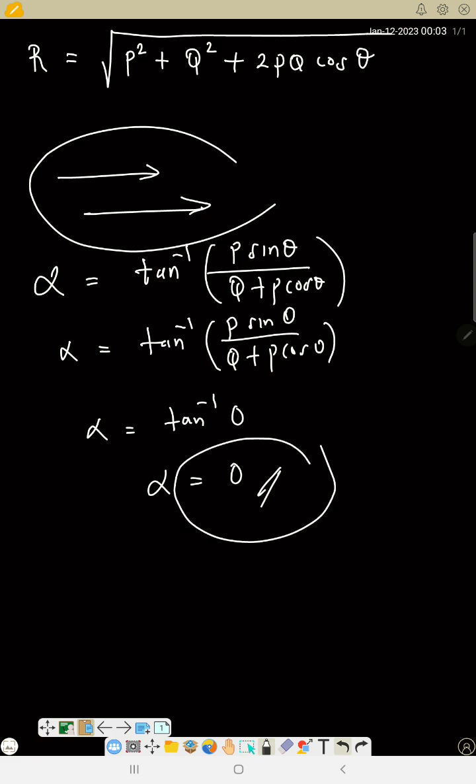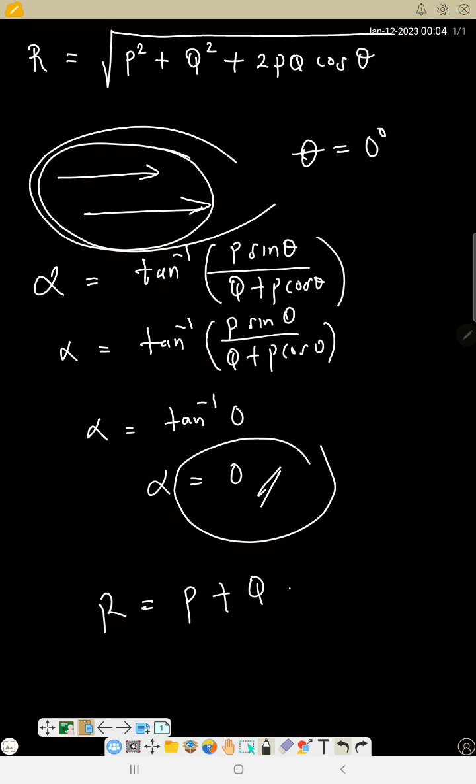So it means the angle which the resultant makes with the horizontal in this case is also 0. So take note, in this case the resultant is maximum, and if the resultant is maximum it means the two vectors are parallel and act in the same direction, the angle between them is 0, and that resultant is p plus q. So let me continue in the other video.